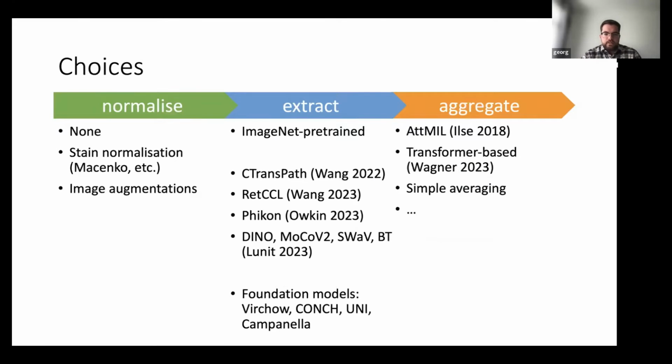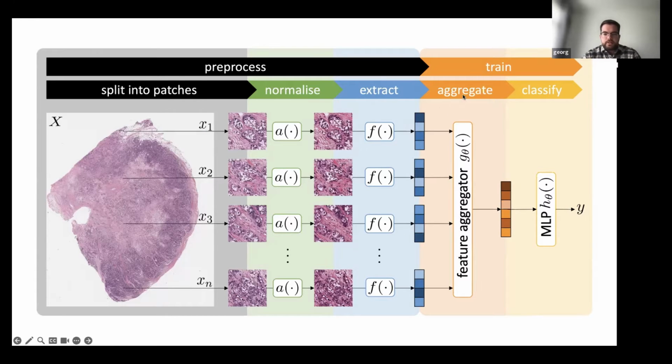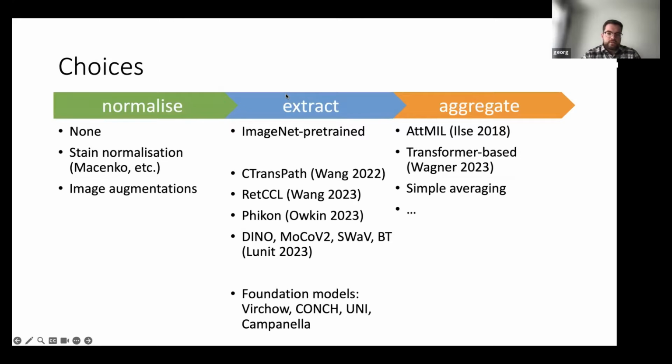As you saw in the three steps in the middle, normalization, extraction, and aggregation, there are a bunch of different options that you can pick, and it's often difficult for a computational pathology researcher who just wants to train a whole slide image classification model to decide which of those choices is best. So for example, for the normalization step, you could perform stain normalization or you could not. You could even perform image augmentations, which, if you think about it, stain normalization is just one type of image augmentation.